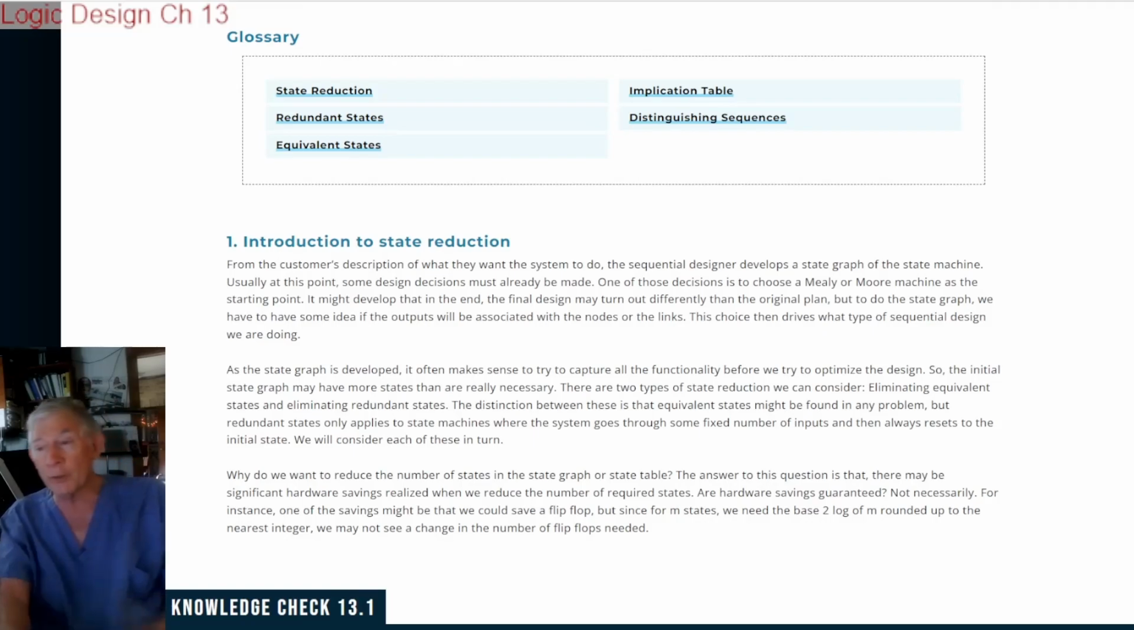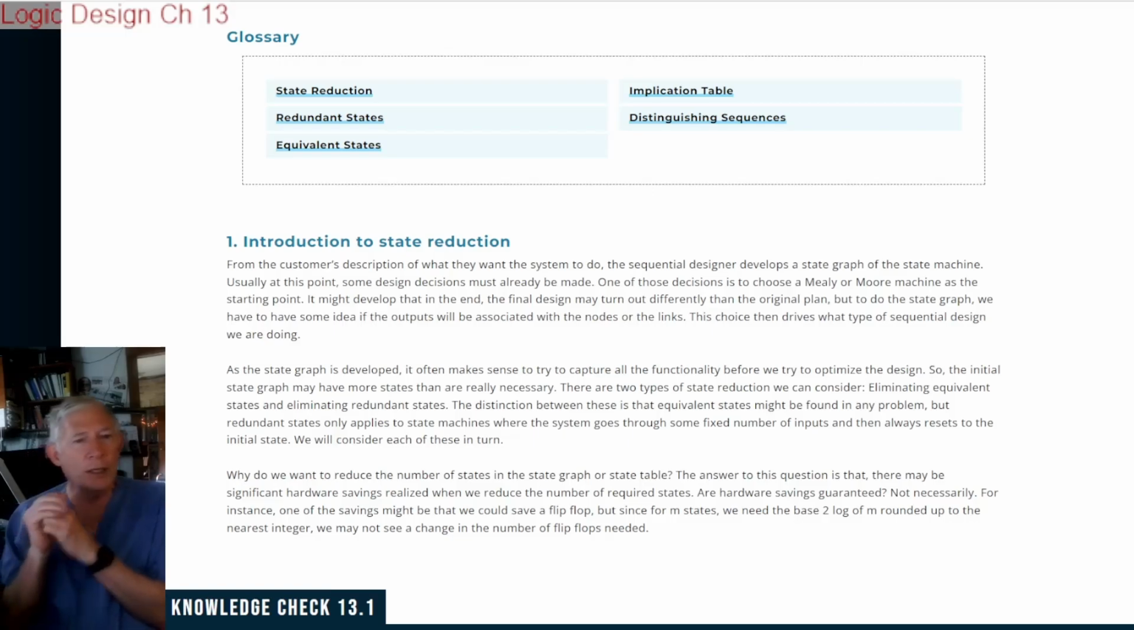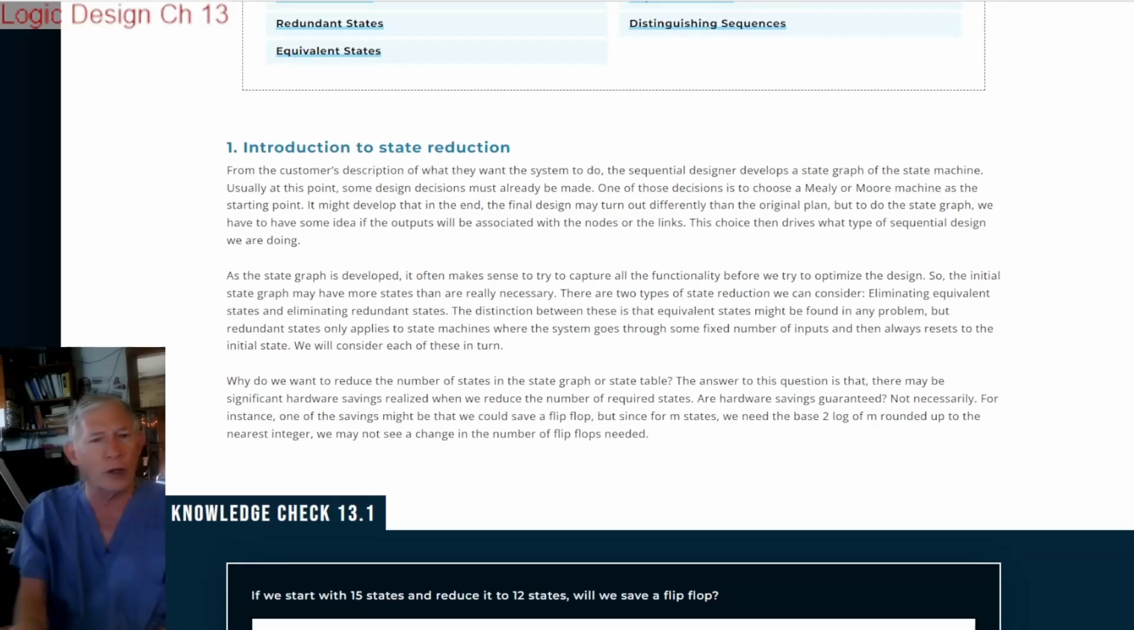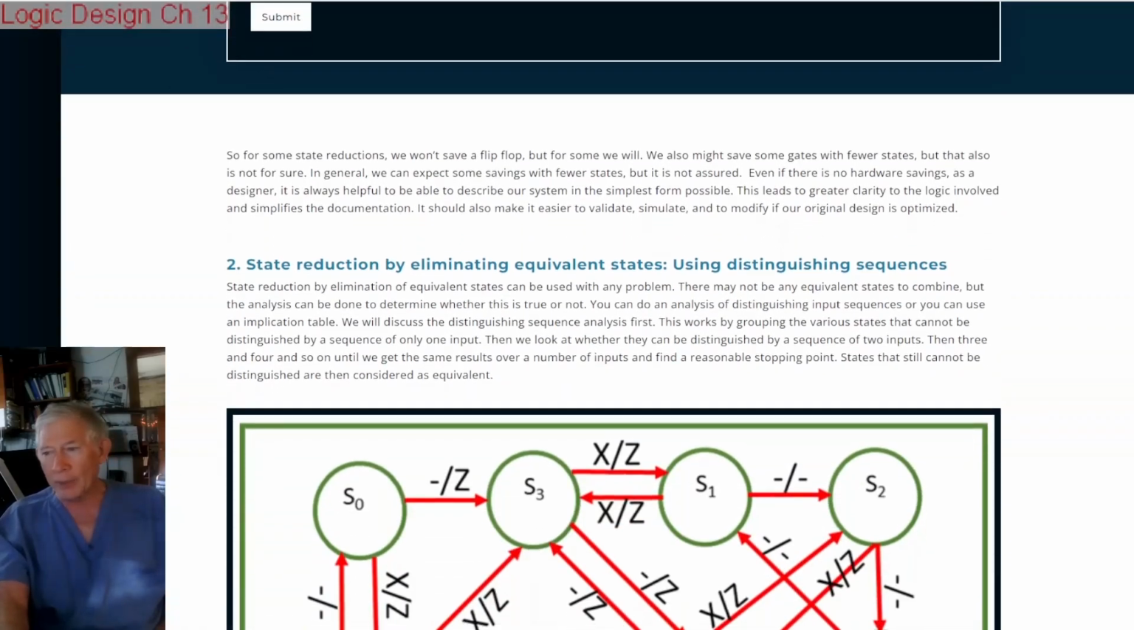You should read through the introduction on state reduction. Why is it important to do state reduction? Obviously, if you can shrink your state table, you may get by with fewer flip-flops and certainly less hardware. You also simplify the problem, and oftentimes that means you can grasp the problem mentally a lot better. You can wrap your head around it when it's simpler, usually. There might be exceptions to that, but okay.